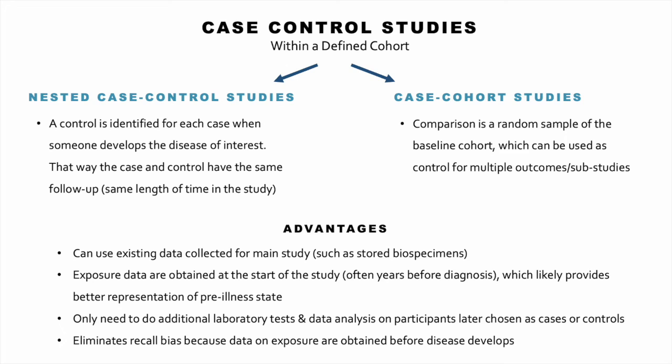For a case cohort study, you take a random sample of the baseline cohort, and you can use that as a control for multiple different outcomes or sub-studies.